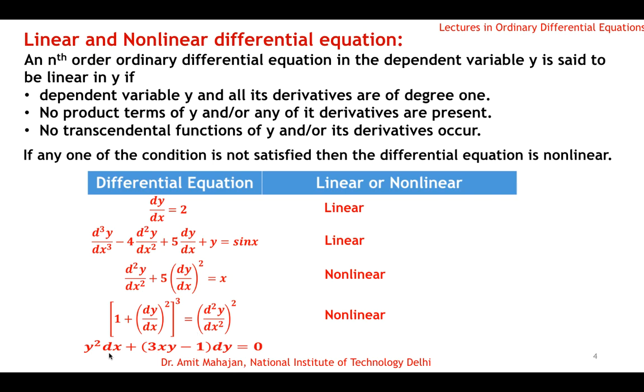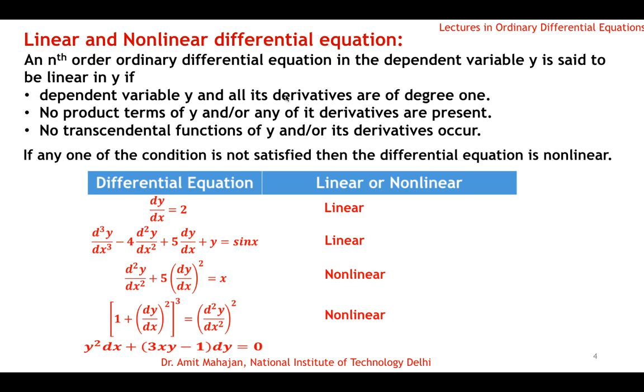Now take y square dx plus (3xy minus 1) dy is equal to 0. This is a differential equation either in y or x depending upon whether I divide with dy or with dx. If I divide with dx, it's a differential equation with dependent variable y. If I divide with dy, then it will be a differential equation with dependent variable x. If I divide with dx, then it will be y square plus this times dy by dx is equal to 0, and y will be the dependent variable and you have a y square term.